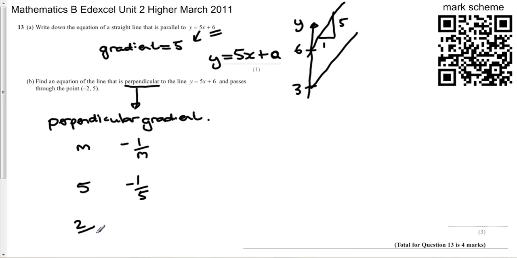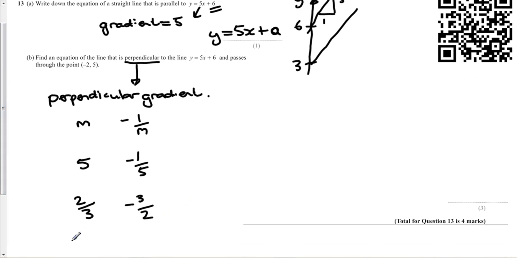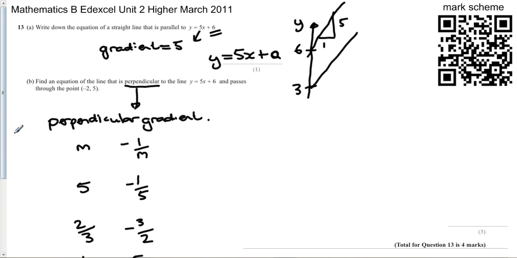If the gradient had been something like 2/3, then the perpendicular gradient would be minus 3 over 2, and so on. Just to clarify, if the gradient had been minus a fifth, then it would go back to being the perpendicular gradient of 5, indicated by the fact that you can just go back and forth from gradient to perpendicular gradient. So the equation of this line we're trying to find is going to be y equals negative a fifth x plus wherever it goes through the y-axis.